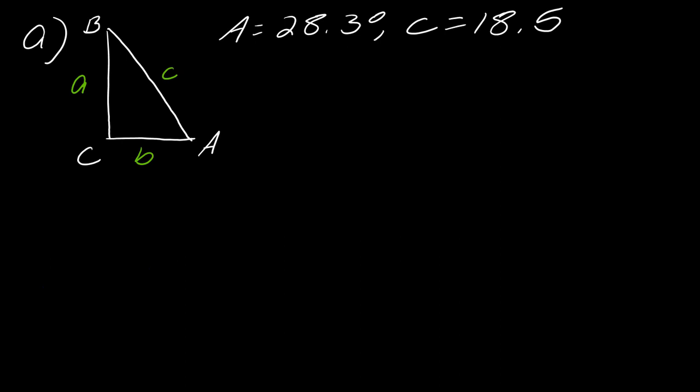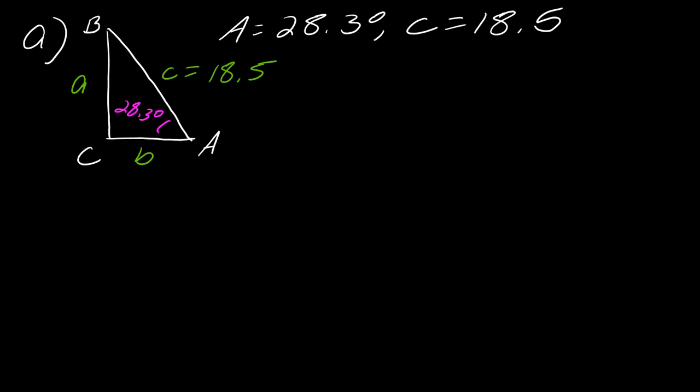So I've got the right triangle pictured, and I know one angle and I know one side. So I'm actually just going to fill that in for myself. So this is 18.5, and then this angle here, this is 28.3 degrees. Okay, and so now I have to find all the other missing sides. When possible, you want to leverage this information as much as you can.